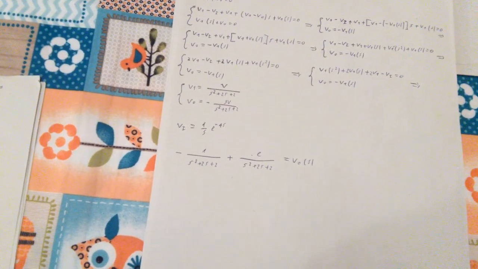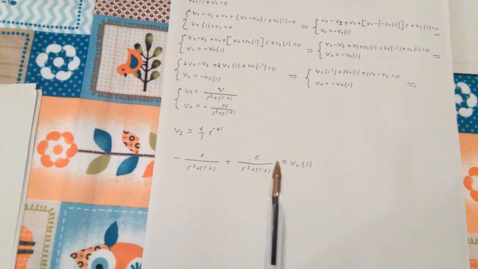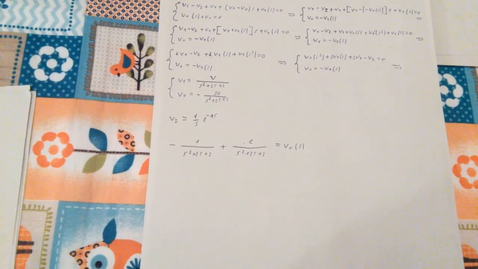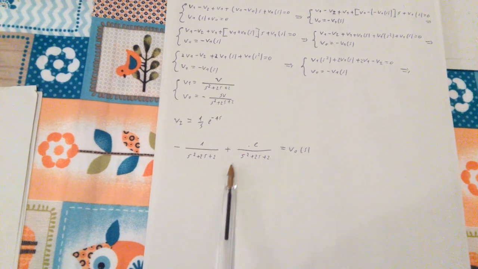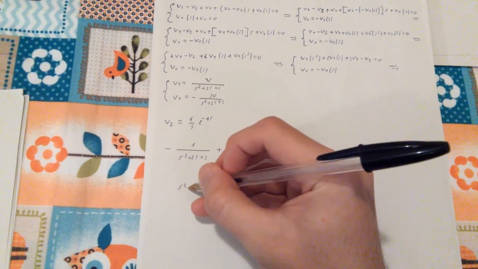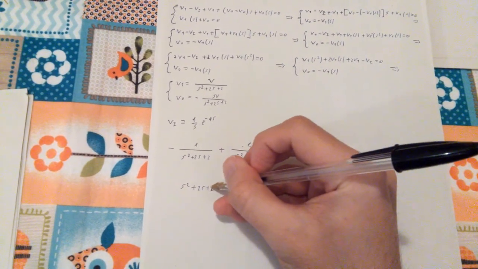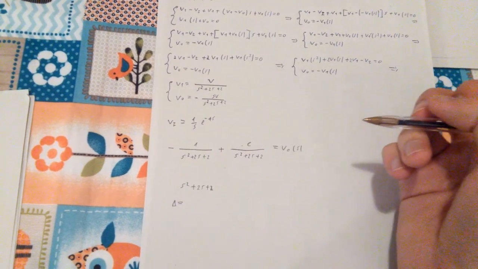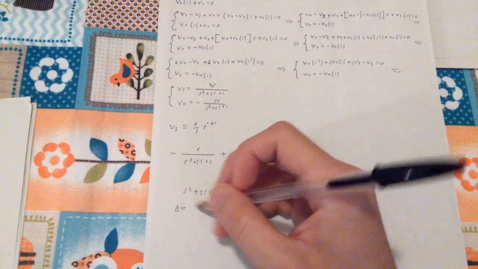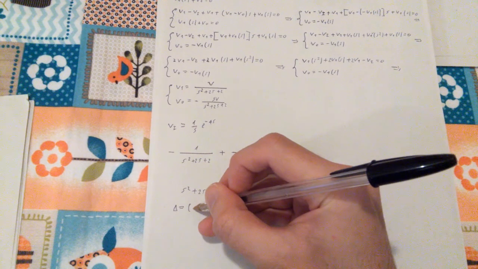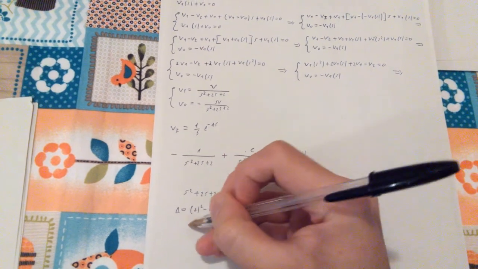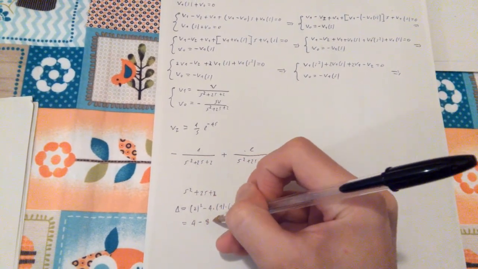Now we've got to find the roots in order to find the poles. So let's do this. We basically have S squared plus 2S plus 2. In order to find the roots of this, we can brutally apply the delta. So b squared minus 4ac is 2 squared minus 4 times 1 times 2. So 4 minus 8, which is negative 4.